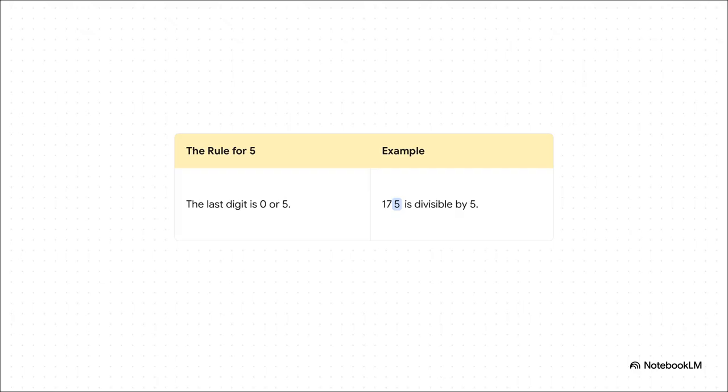The rule for 5 is just as easy. You just glance at the end of the number. Does it end in a 0 or a 5? If the answer is yes, then it's divisible by 5. Done. You can spot these from a mile away.